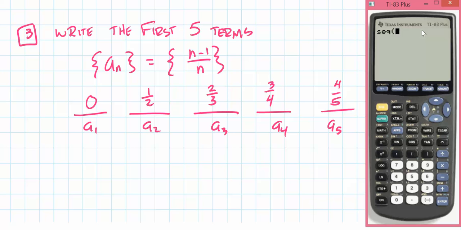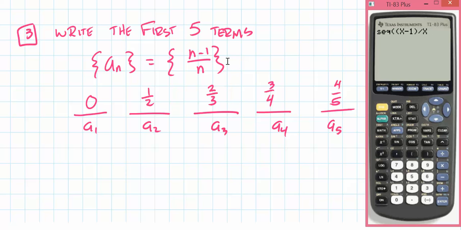So here's what we're going to put in. For the expression, EXP stands for the expression. We're going to put in this expression, n minus 1 over n, except we're going to use x's because our calculator has the variable x. Now, the numerator must be in parentheses. So put a parenthesis, go x minus 1, close it, divided by x. Okay? That's the expression. This is what it's talking about for EXP.